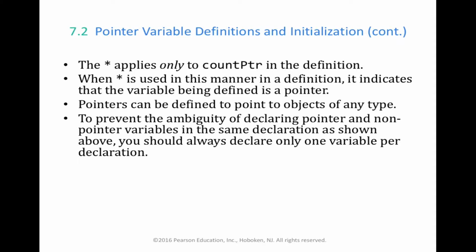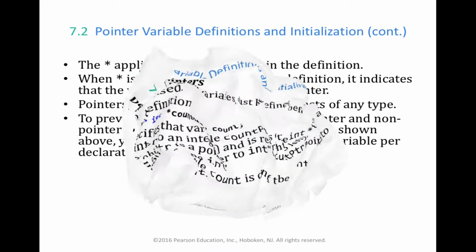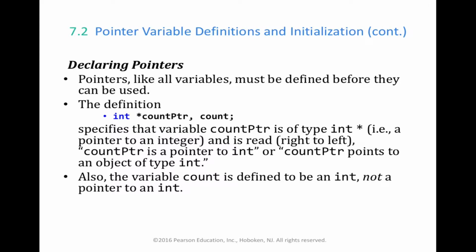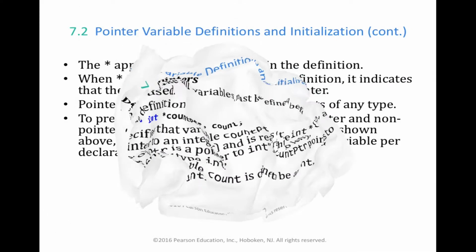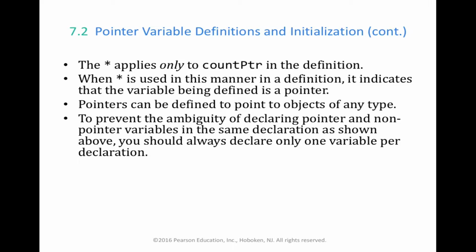Pointers can be defined to point to objects of just about any type. And to prevent ambiguity, when you declare a pointer and a non-pointer variable in the same declaration, you should always declare only one variable per declaration. So just to go back here for a second, I wouldn't do this. What you're seeing here in this example is not something that you'll see me do. The book might do it, but even the book itself, as we just saw on this next slide, says that's generally not a good idea.